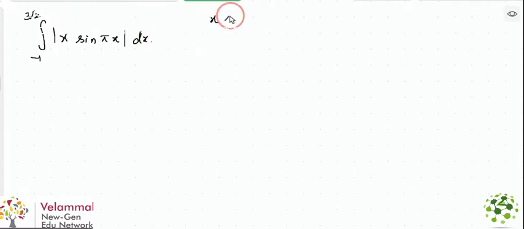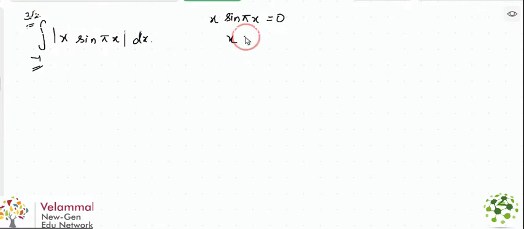Now we'll do a little tougher sum, where two functions are inside the modulus. The integral from minus 1 to 3 by 2 of modulus of x sine pi x dx. Okay, now I need to write whatever is inside the modulus as 0 and start. So when is it 0? Between minus 1 and 3 by 2 only I need to check.